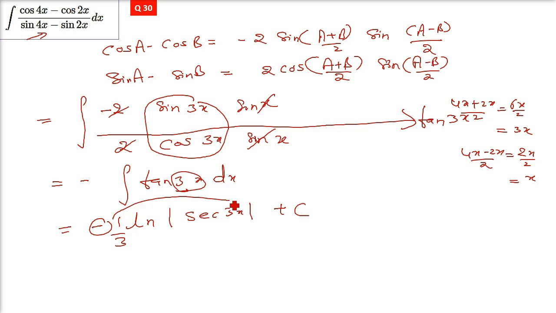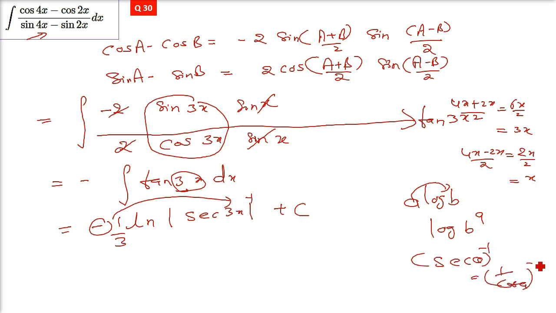Now you can just take this negative, and this sec x is actually 1 by cos x. When it goes with the power negative 1, it will form cos 3x. So you already know a log b is log b to the power a. So sec theta to the power minus 1, which is actually 1 by cos theta to the power minus 1, which will become cos theta only.